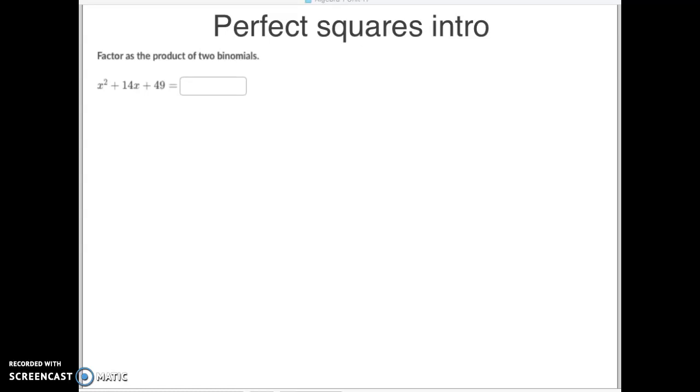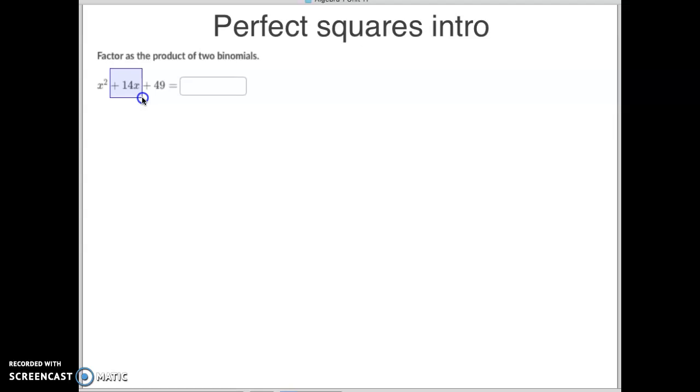All right, intermediate algebra. So this one is a perfect squares intro. Now, you just got done doing difference of squares, where you took the square root of this term and the square root of this term, and it turned into x plus 7 and x minus 7. And what that did was it eliminated the middle term.